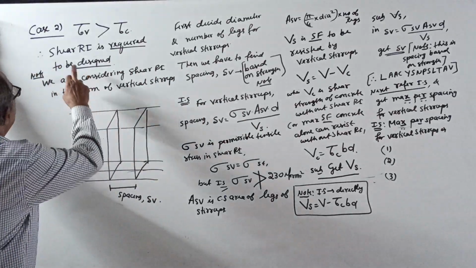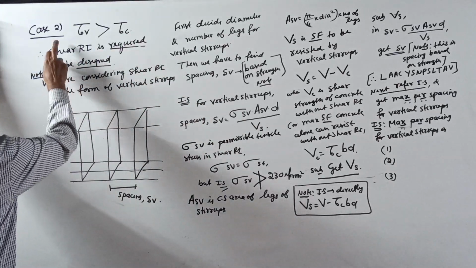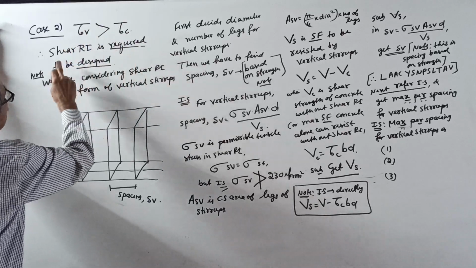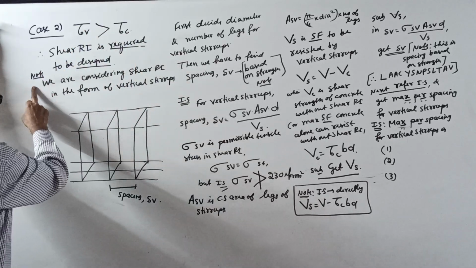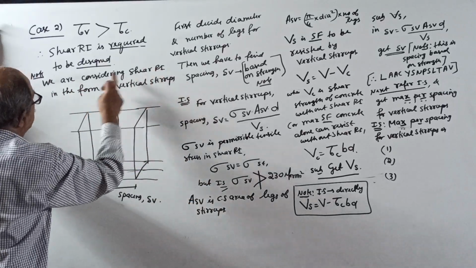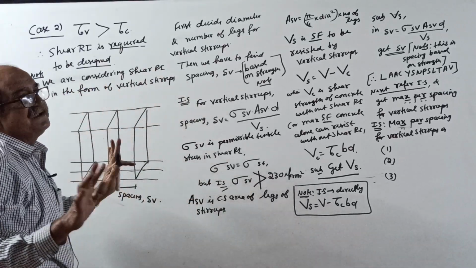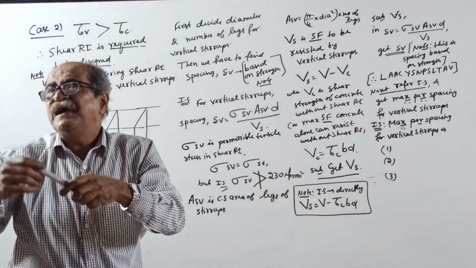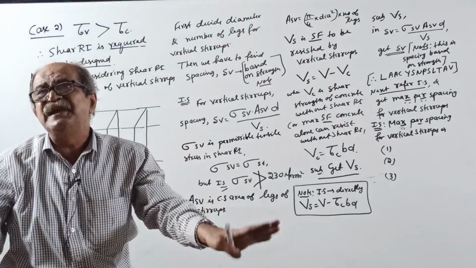Okay, now, shear reinforcement is case 2, tau v more than tau c. Shear reinforcement is required to be designed. Note, right now in this series, we are considering shear reinforcement in the form of vertical stirrups. Important. Second round will be there when cranked bars are used. Let us finish this first.